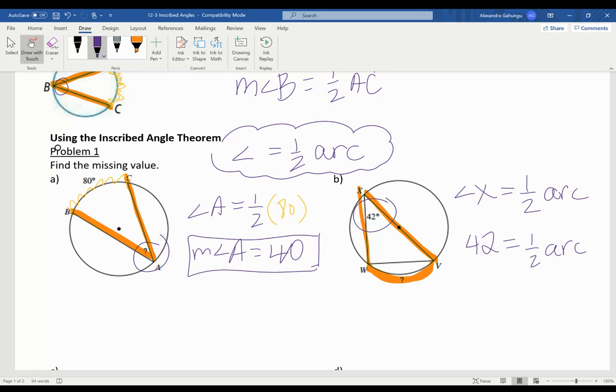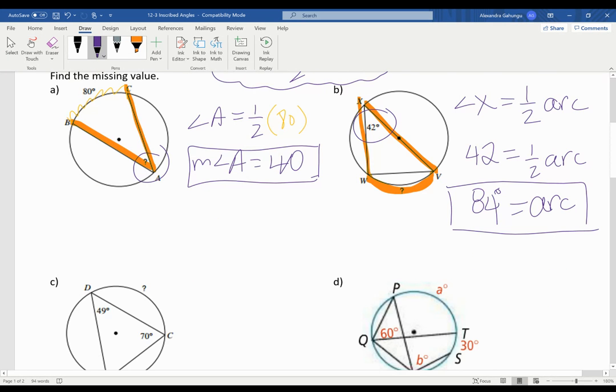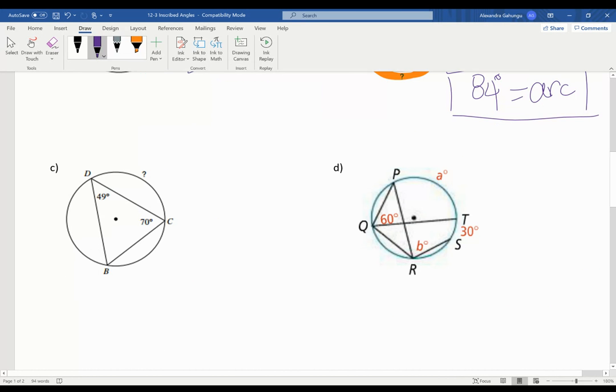So I can multiply by 2 on both sides, and then we'll get that the arc is 84 degrees. So you just fill in either the angle or the arc, and either you're multiplying by 2 or dividing by 2 to get what you're looking for. And we'll do C and D.